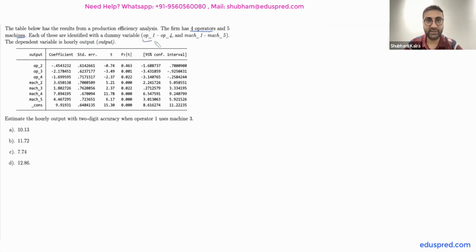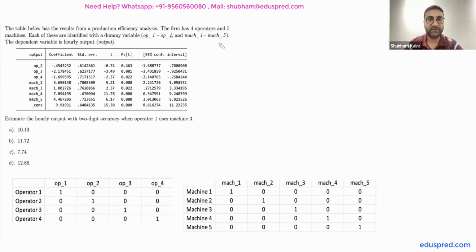So we have 4 dummy variables over here. These are to identify the 4 operators. And we have 5 dummy variables over here. These are to identify 5 machines. Okay, I hope you have some basic idea of how to interpret dummy variables and how to read the naming of dummy variables. Over here, I'm also going to give you a quick overview just to avoid any confusion.